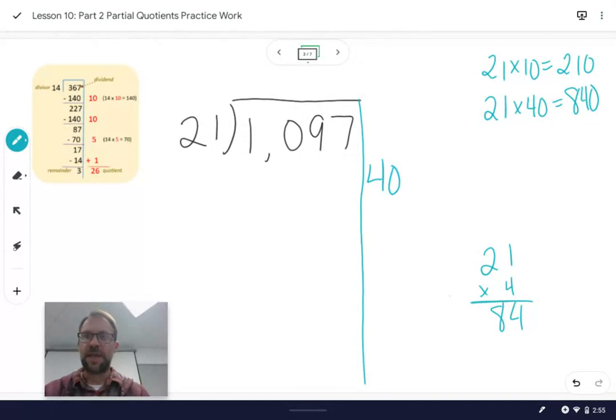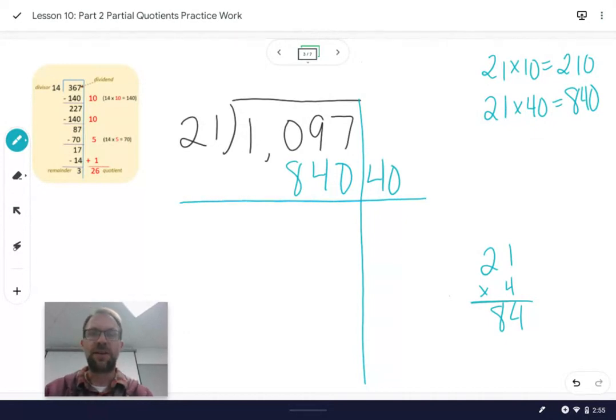21s. And that means I'll put the 840 underneath my dividend, and I'm going to subtract it away. Okay? So 7 minus 0, 7. 9 minus 4, 5. And then let's see, 0 minus 8. Can't do it. Got to trade. 10 minus 8. That's 2. 257 left over.